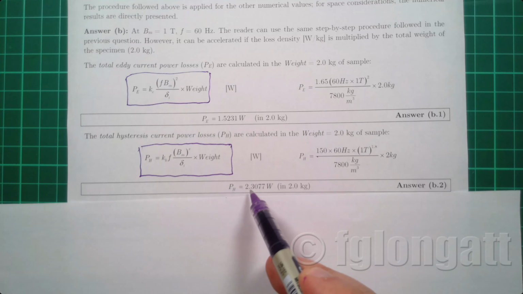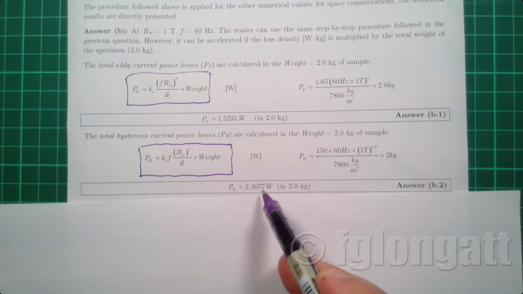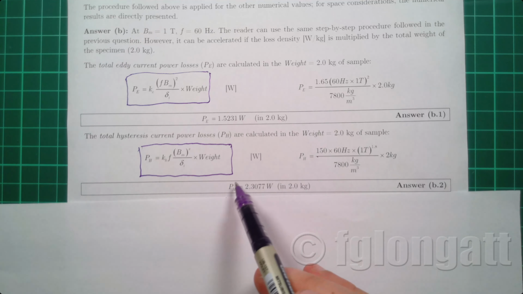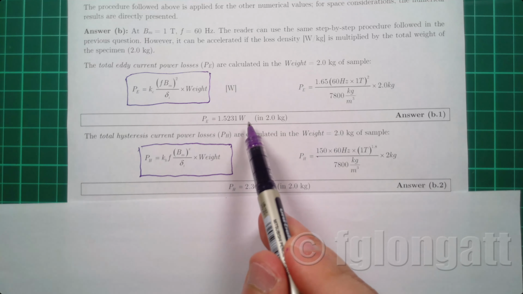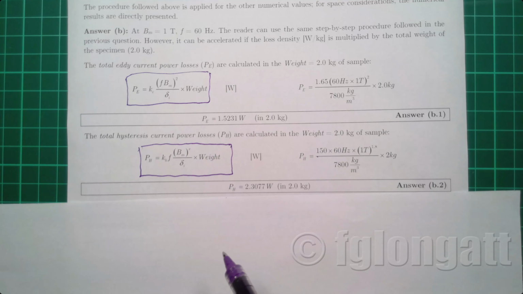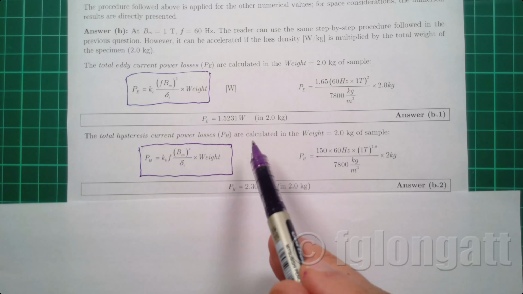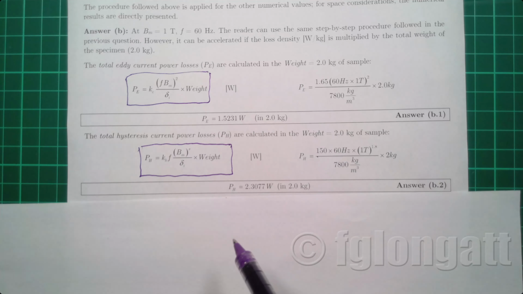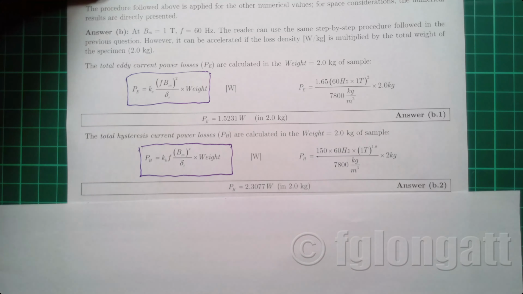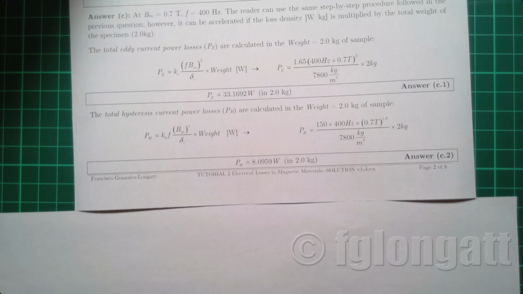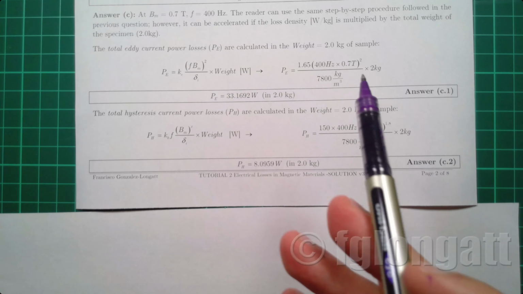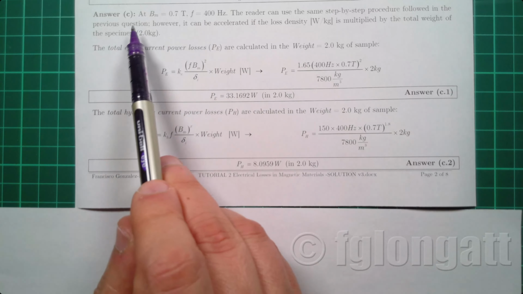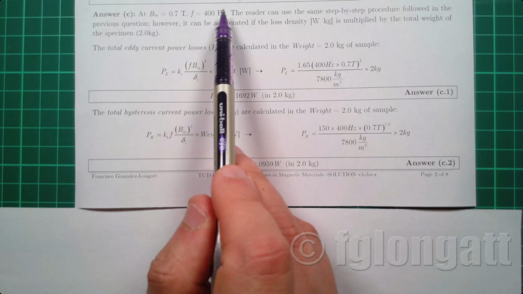So as you can see over here, now we have the hysteresis losses for the case B, and this is 2.3 watts. Now, if you compare, again, the hysteresis losses are higher than the eddy current losses. However, they are not so high compared with the eddy currents. Let's do now the question C in order to keep moving in this solution.